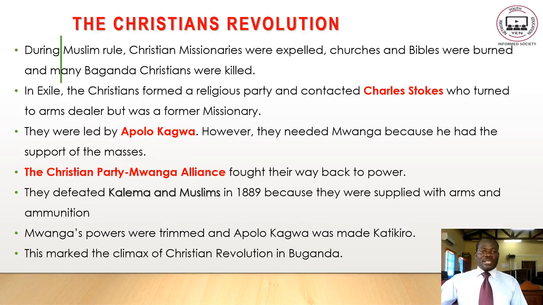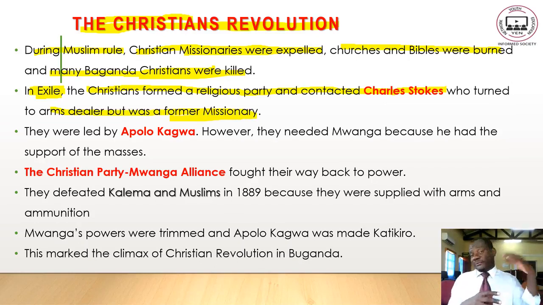Here now, we are going to look at the Christian Revolution. During the Muslim rule, Christian missionaries were expelled. Churches and Bibles were all burnt, and many Baganda Christians were killed. Those who went into exile, the Christians, formed a religious party and contacted Charles Stokes, a former missionary who had turned arms dealer. Because they were expelled from Buganda, they convinced him to say, you have to acquire arms. We need to go back and take over that territory. They were led by Apollo Kagwa.